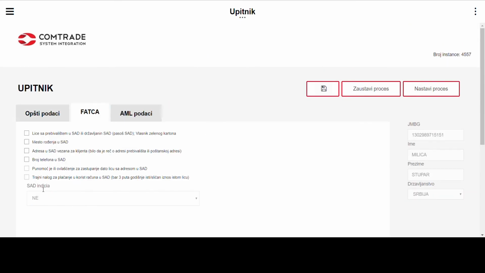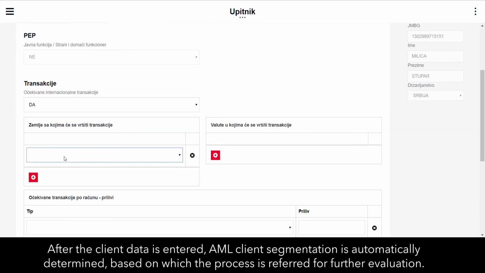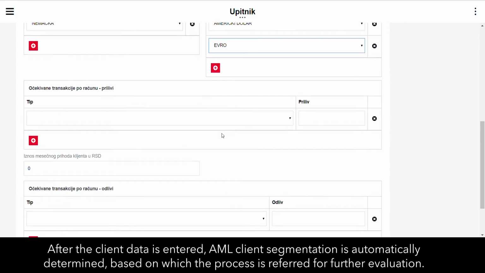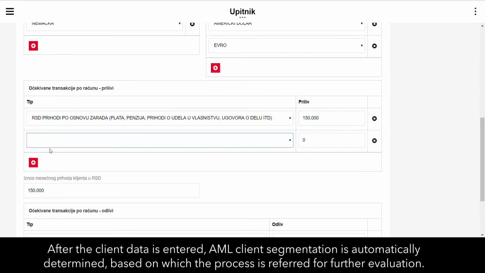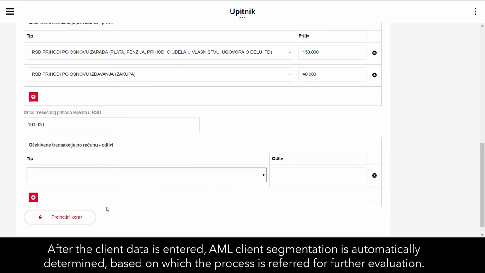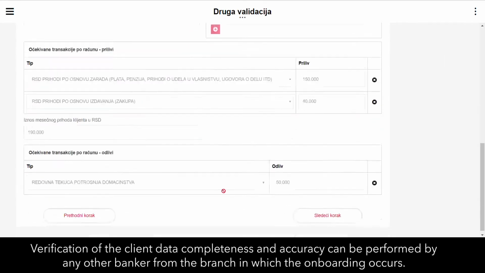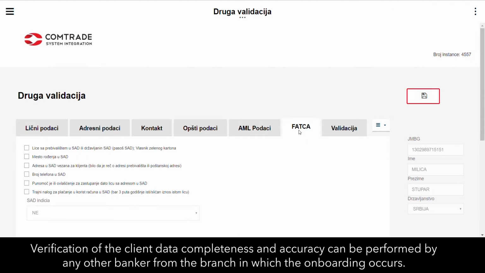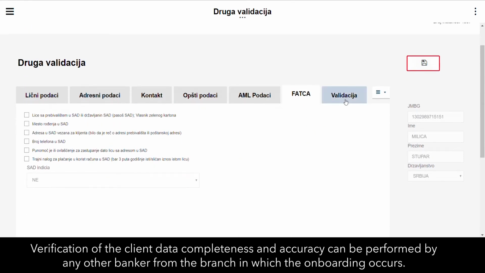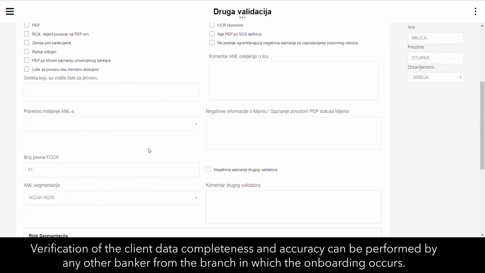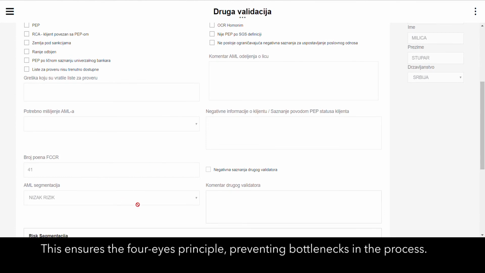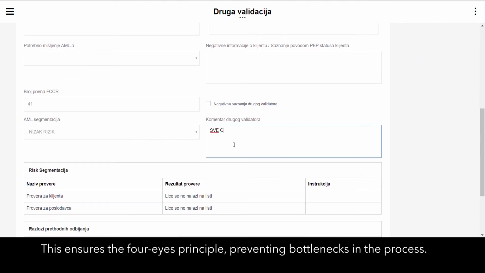KYC questionnaire. After the client data is entered, AML client segmentation is automatically determined, based on which the process is referred for further evaluation. Verification of the client data completeness and accuracy can be performed by any other banker from the branch in which the onboarding occurs. This ensures the 4 eyes principle, preventing bottlenecks in the process.